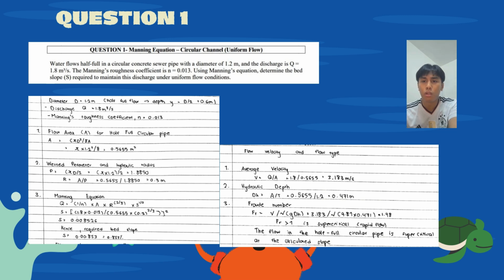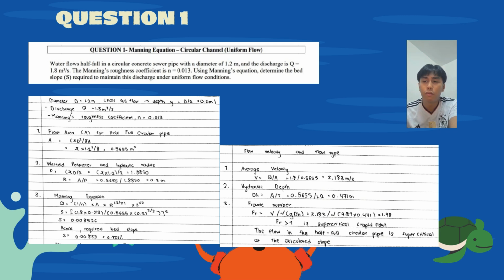So next we're going to the Manning equation. Q is equal to 1 divided by n times A times R power of 2 over 3 times S power of 1 over 2, and then we get S. The bed slope S is equal to 0.0085526.